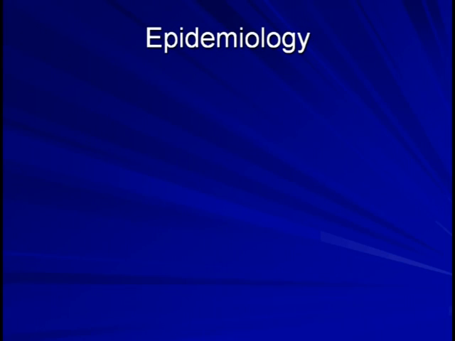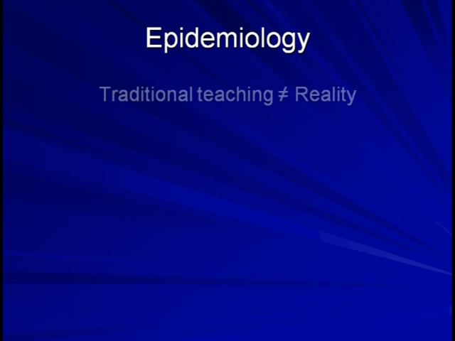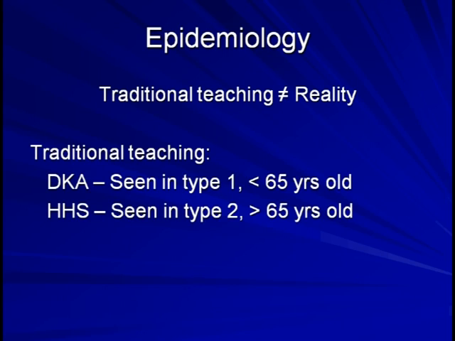Let's look at the epidemiology of these two syndromes. As with many medical conditions, the traditional teaching does not exactly match reality. The traditional teaching is that DKA is seen predominantly in type 1 diabetics and those under 65 years of age, while HHS is seen predominantly in type 2 diabetics and those over 65 years of age.